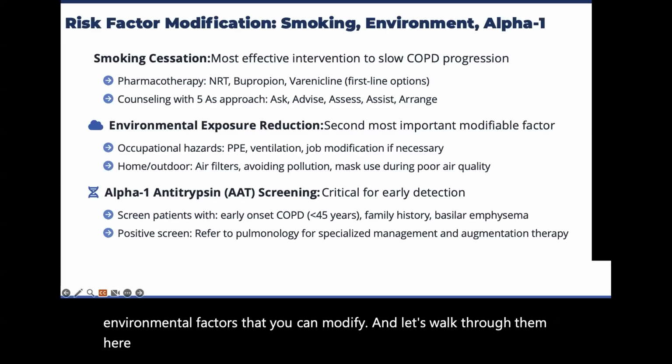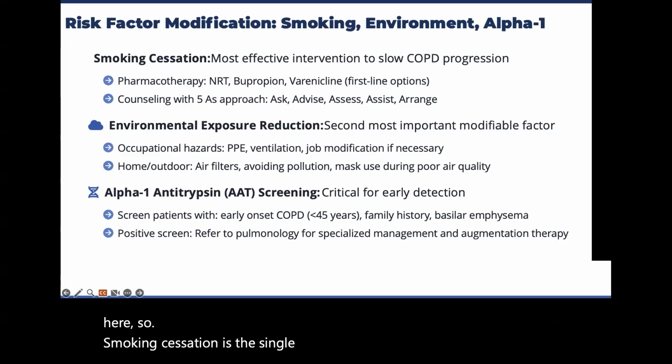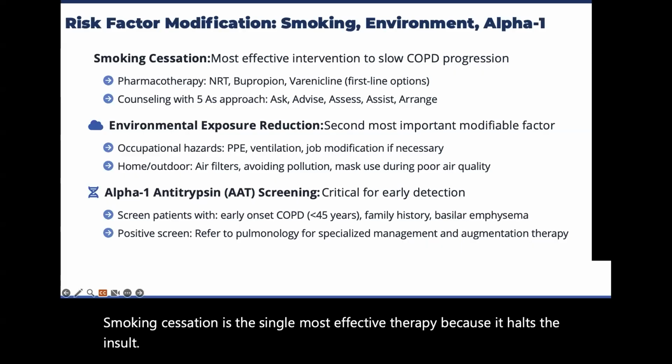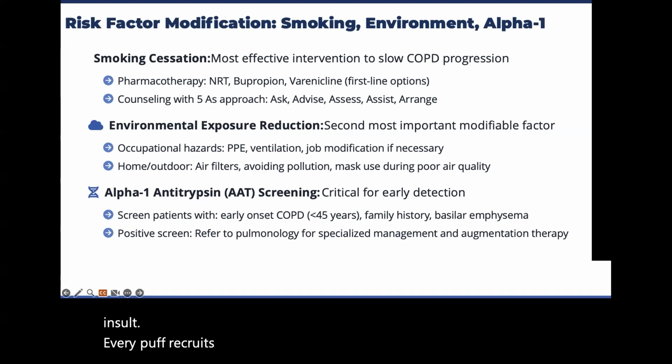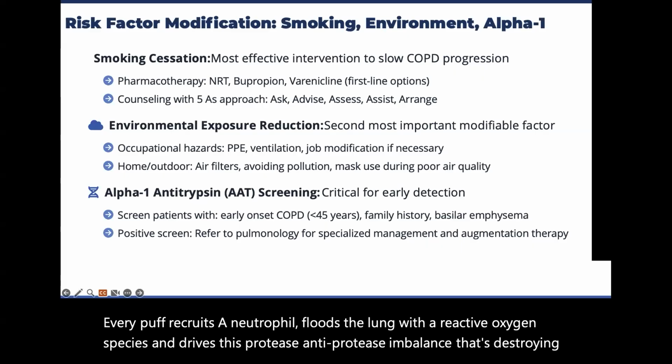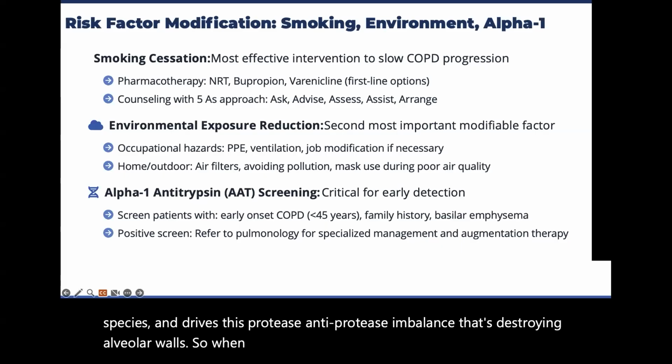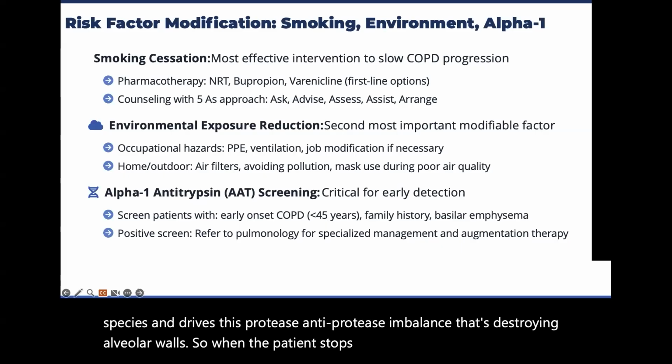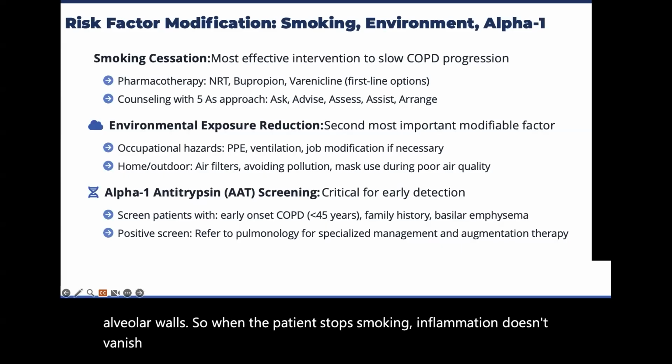So smoking cessation is the single most effective therapy because it halts the insult. Every puff recruits a neutrophil, floods the lung with reactive oxygen species, and drives this protease-antiprotease imbalance that's destroying alveolar walls. So when the patient stops smoking, inflammation doesn't vanish, but that cascade slows dramatically. That's why they'll get some improvement.